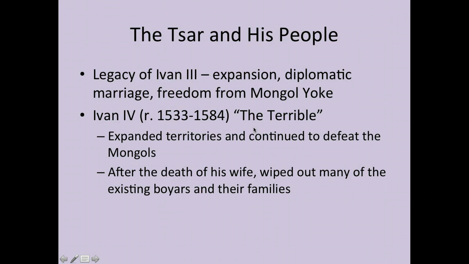Okay, so the Tsar. Tsar is a Russian word for Caesar. So Ivan III left a legacy of expansion, diplomatic marriage, and freedom from, obviously, the Mongols. Then Ivan the Terrible continued to expand territories pretty ruthlessly and continued to defeat the Mongols. And after the death of his wife, which he's accused of causing, he wiped out many of the existing boyars and their families very violently. So he just killed a lot of people.